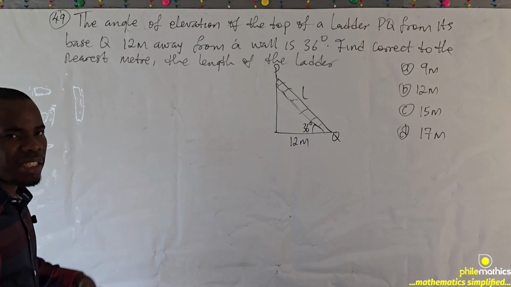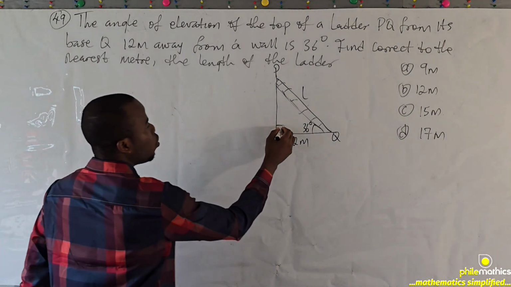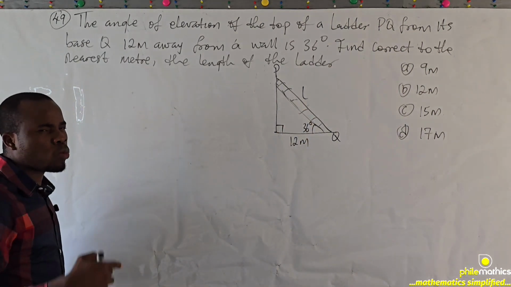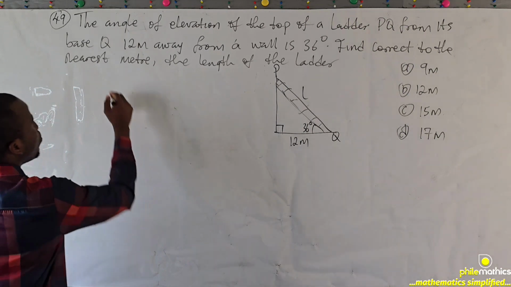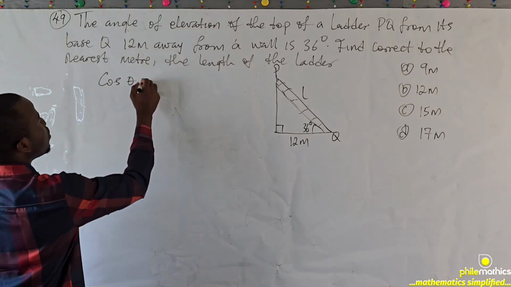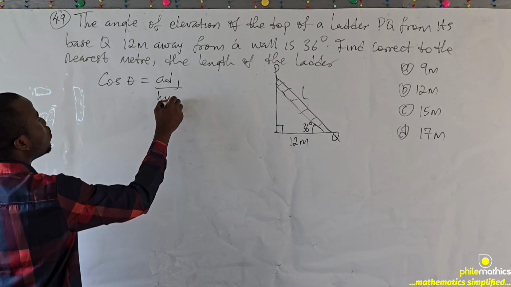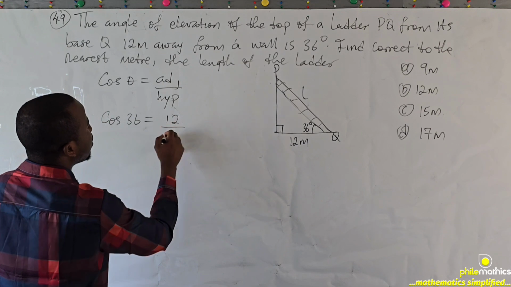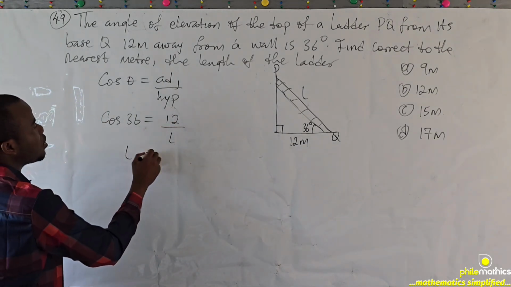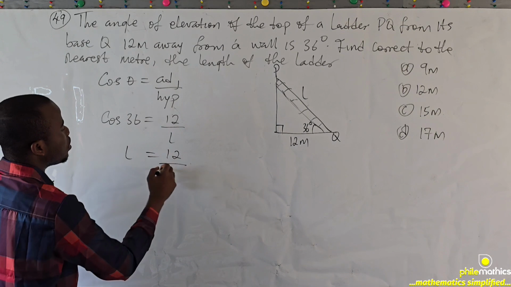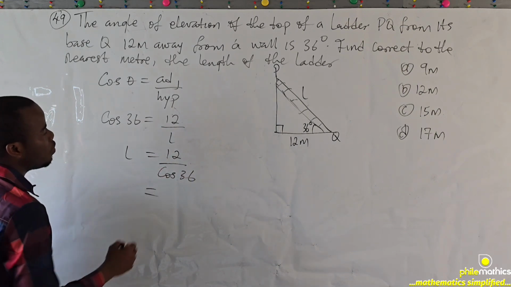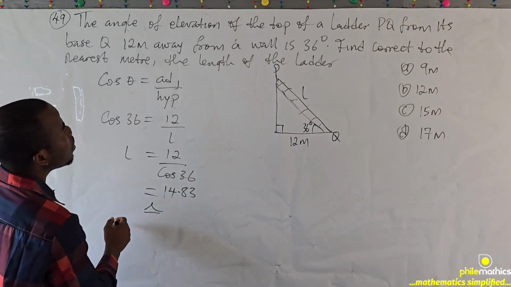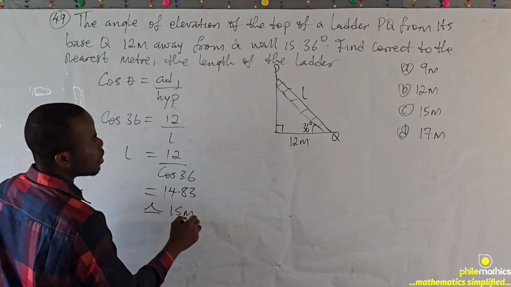And so from trigonometric ratio, we know the angle, we know the adjacent, we are looking for the hypotenuse. What comes to your mind from SOHCAHTOA will be cos, because cos theta is adjacent over hypotenuse. We are given the angle as 36, our adjacent is 12, and the length is what we are looking for. And so to get the length, divide both sides by cos 36, and that should give us 14.83. Approximately, to the nearest meter, is 15 meters, and that's C.